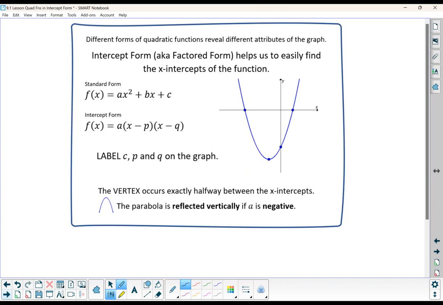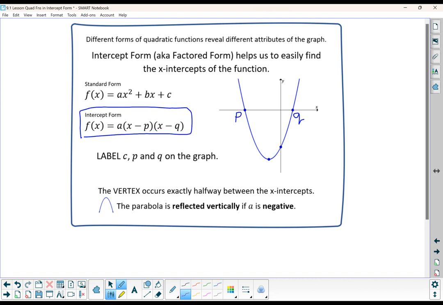So intercept form, what that can reveal to us when we have this intercept form of a function, what it reveals to us is where the x-intercepts are, and that is why it is called intercept form. So we have a function f that is a multiplied by x minus p multiplied by x minus q. The p and the q are going to be our x-intercepts. Now, just like with vertex form, and when we have that x minus h, the p and the q's signs will change between the factors and the x-intercepts. So watch out for that. We'll do some examples so I can show you.